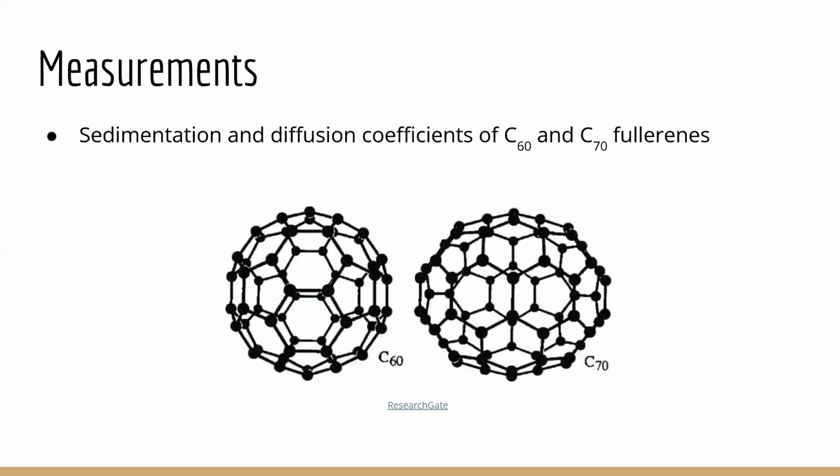Researchers measured the sedimentation and diffusion coefficients of two types of fullerenes, C60 and C70. We briefly mentioned what fullerenes are in class, but they are one of the three forms of carbon, and they consist of carbon atoms forming closed or partially closed cage-like structures. C60 and C70 are arranged as hollow spheres of 60 and 70 carbon atoms, respectively.